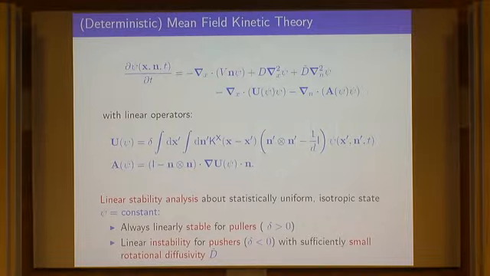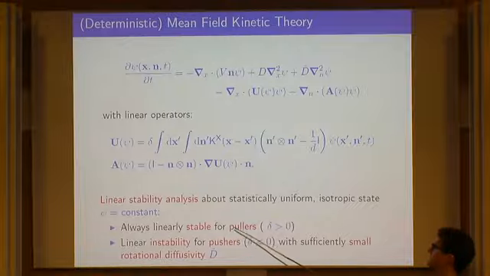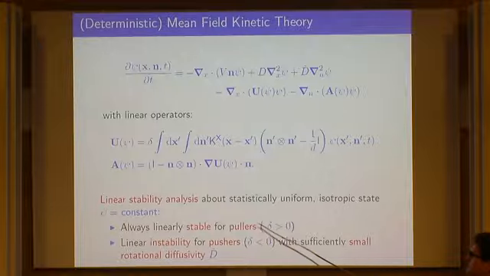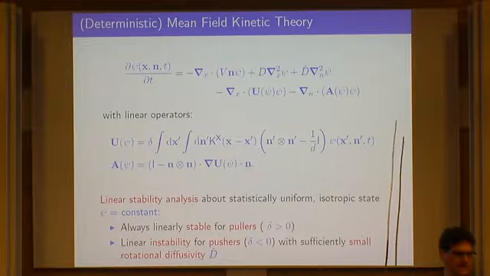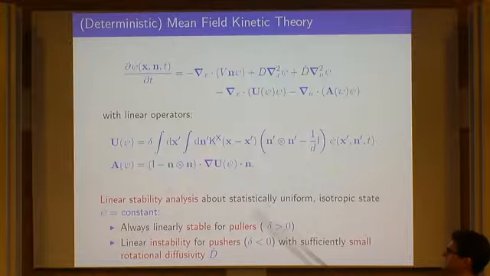All right. So the point is that what Mike and David did is they did linear stability analysis on this, and they found that for polars, the boring stable state, where you just have everything distributed uniformly in space and orientation, is stable, but there's a band of instability if you're a pusher, right?